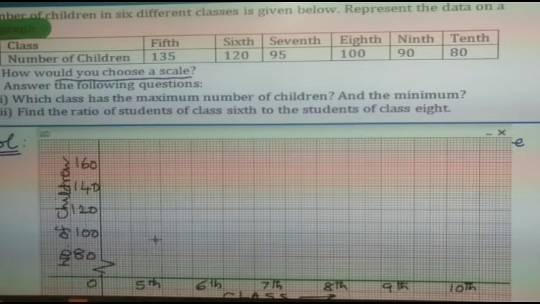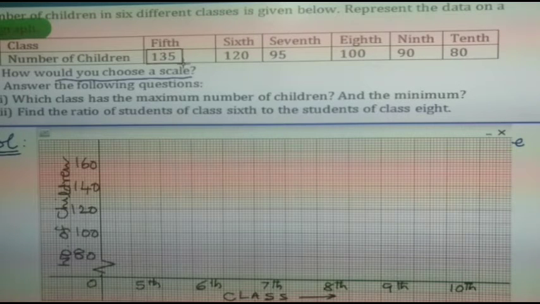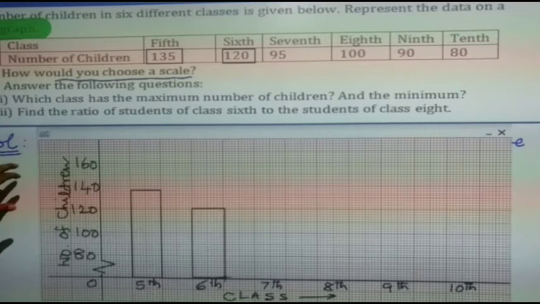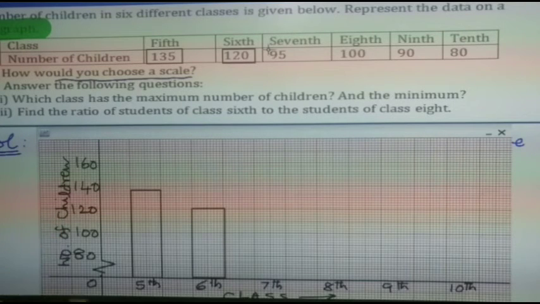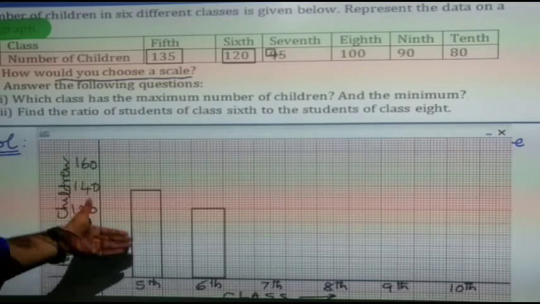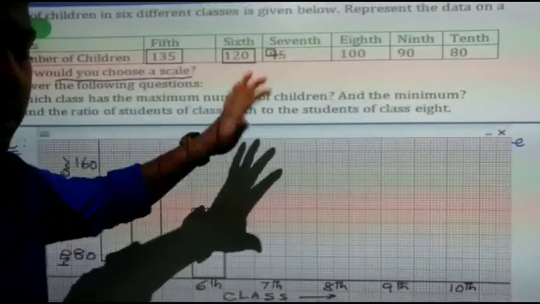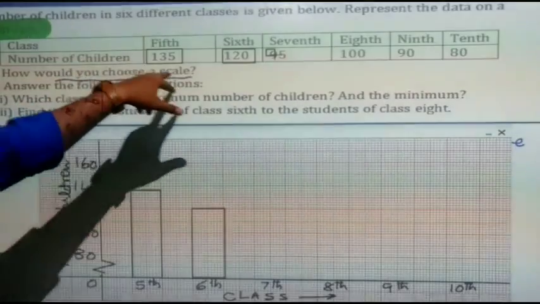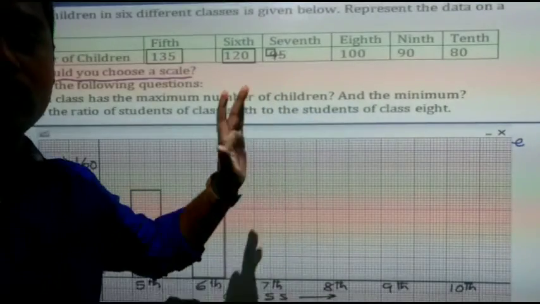The rectangles and the length of the rectangle should represent the number given here. So the fifth class has 135, which is very near to 140, so it should be here. And for the sixth class, it is 120, which is exactly here. And the seventh. So as you can see, we can draw the graph, but it is not given in the question to draw a graph. It is just given how to choose a scale.